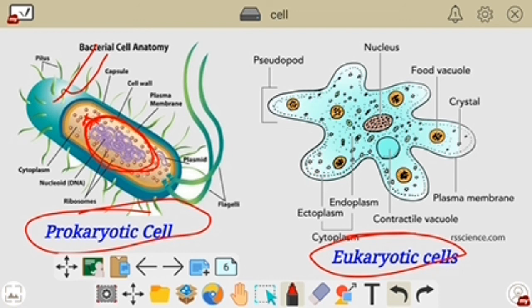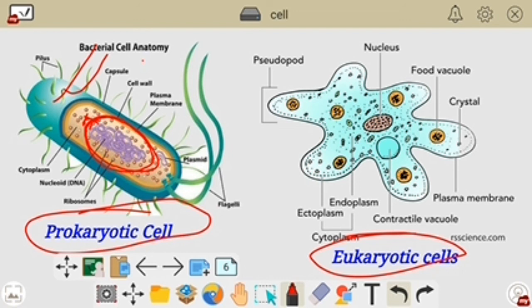The organisms which have prokaryotic cells are called prokaryotes, like bacteria and blue green algae. These are examples of prokaryotes. Okay, let's see the eukaryotic cell. The cell having nuclear material enclosed by a nuclear membrane is called a eukaryotic cell. The organisms which have those types of eukaryotic cells are called eukaryotes.